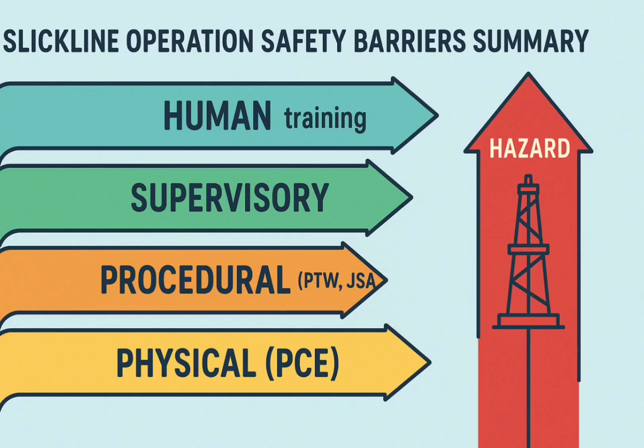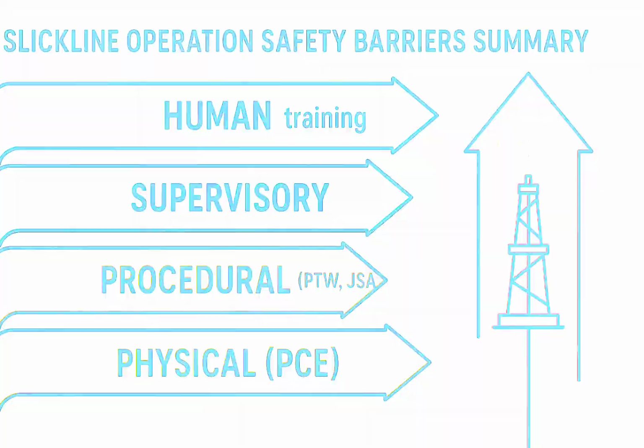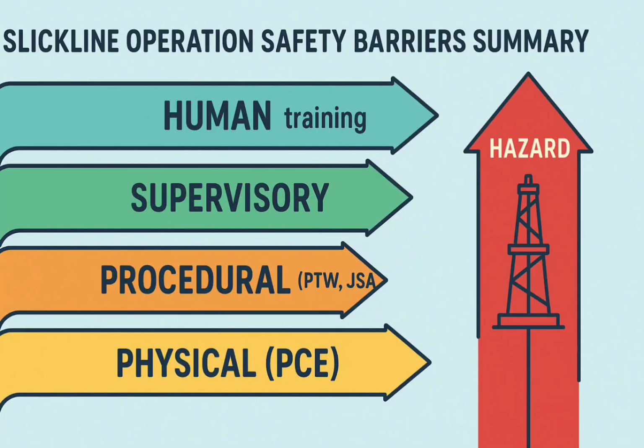Likewise, if human distraction causes a near miss, the physical barrier, such as the PCE or red zone barrier, prevents escalation. This interlocking system of barriers ensures that even in complex or high-pressure situations, safety remains intact. HSE considerations. Always confirm the presence and integrity of all safety barriers before starting the job. Any degraded or missing barrier, such as a damaged seal, defective gauge, or worn sling, must be reported and replaced immediately.